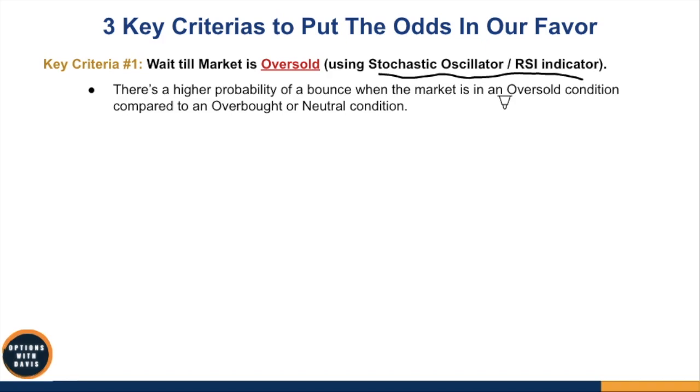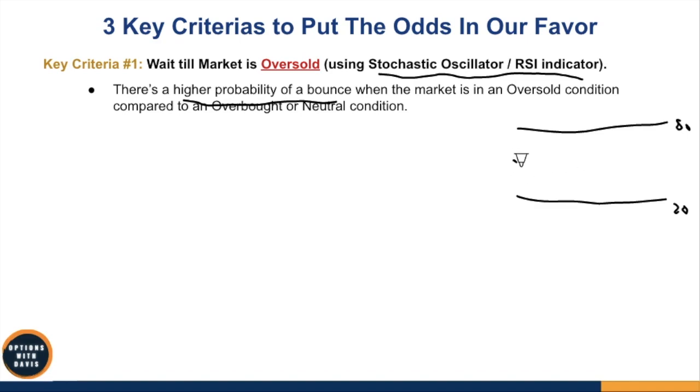Now, the reason why I want to wait until the market is oversold is because there is a higher probability of a bounce when the market is in an oversold condition compared to when it is overbought or when it's in a neutral condition. If you've seen these indicators before, for example the stochastic oscillator, you notice that there are these 2 lines, there's this 80 and there's this 20. Basically these are readings to tell you when it's overbought or oversold. Anything above 80 is overbought, anything below 20 is oversold. Anything in the middle is considered rather neutral.